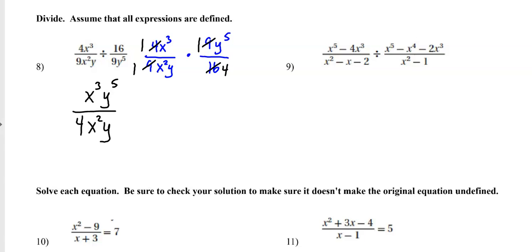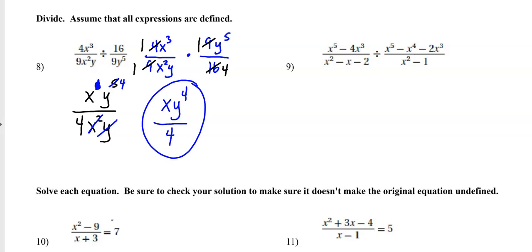And now we just need to do a little bit of housekeeping, clean this up a little bit. So these 2 are going to cancel with 2 of these, so it's just going to be x to the first. And then this y cancels out with that, and it's going to make it y to the 4th. So it looks like I have x y to the 4th over 4. And that's about as low as we can go.